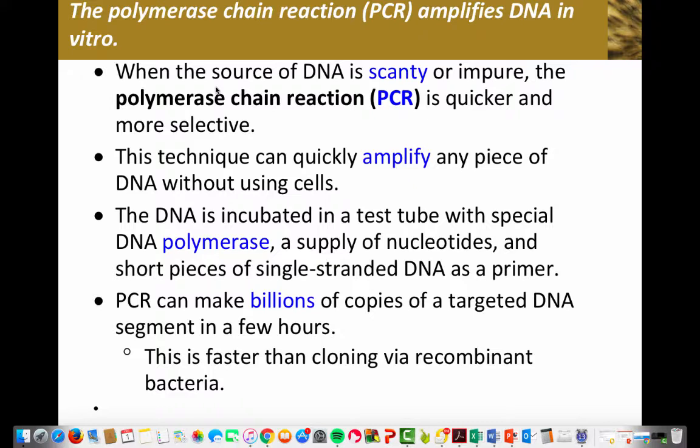You make this. Primers, remember, help start. And then after this, you can make billions of copies of DNA within a few hours. It's very, very fast, right? And this is what basically revolutionized molecular biology and forensic biology.